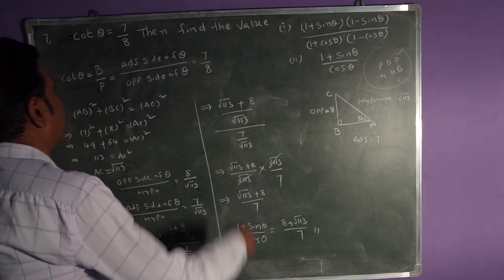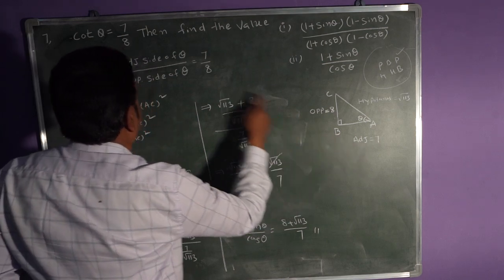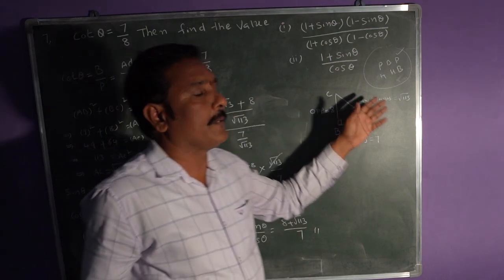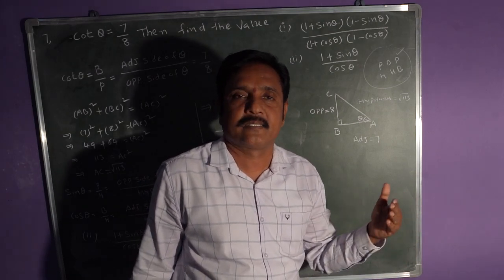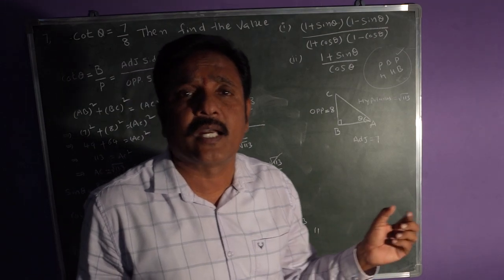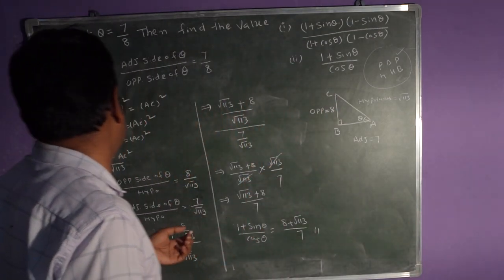Then 7 by 8. 7 means adjacent side is 7 and opposite side is 8, and we need to find the value of the hypotenuse. How can I find it? The Pythagoras theorem is there. What is the Pythagoras theorem? The sum of the squares of two sides is equal to the hypotenuse square. That is the Pythagoras theorem.